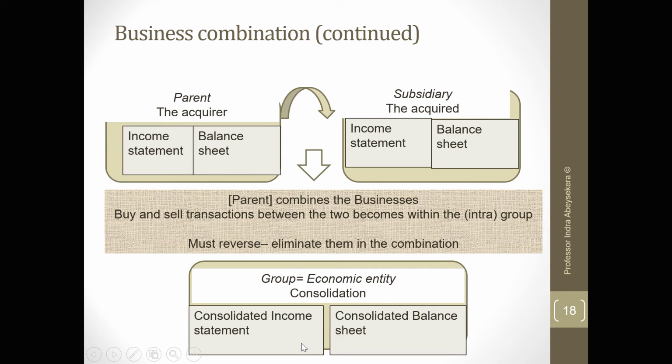So we have the parent and the subsidiary, and we combine the two entities, and any transactions between the two entities become invalid because we are treating the two entities as a combined entity. So therefore, the boundaries that we have drawn for the legal entities disappear in group accounting.